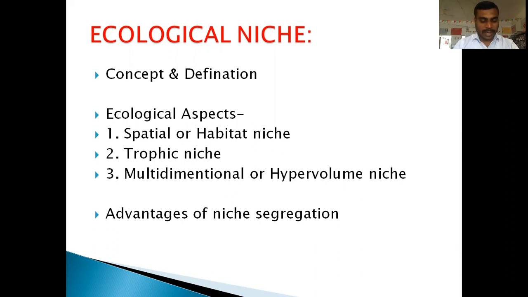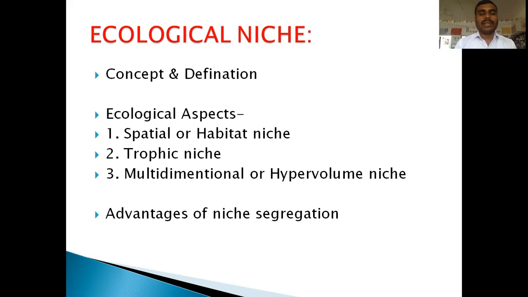Then Grinnell described it as the place of organism in the environment where the organism lives, and in modern aspects that constitutes today's spatial or habitat niche. Simply, it is termed as the micro habitat of that organism or species.